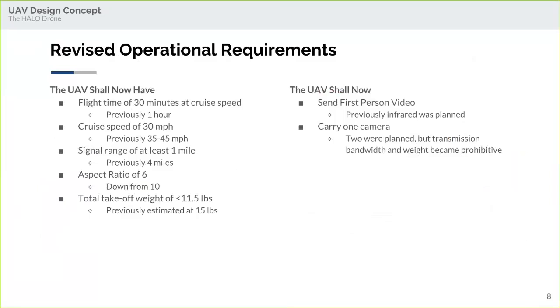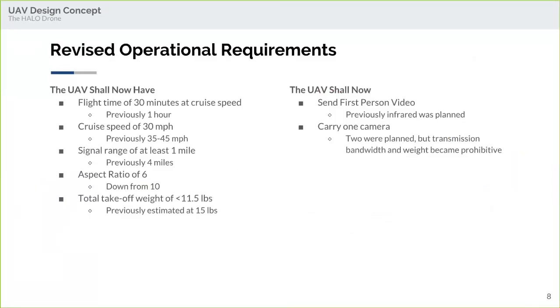We'll have an aspect ratio of 6, which is down from 10. We'll have a total takeoff weight of less than 11.5 pounds, which was previously estimated at 15 pounds, and that will allow us to hand launch it easier as well. Initially we had thought of using an infrared camera. Now we'll be using first-person video instead, as an infrared camera is expensive for just demonstrating the concept. And so we'll be using first-person video to demonstrate the concept.